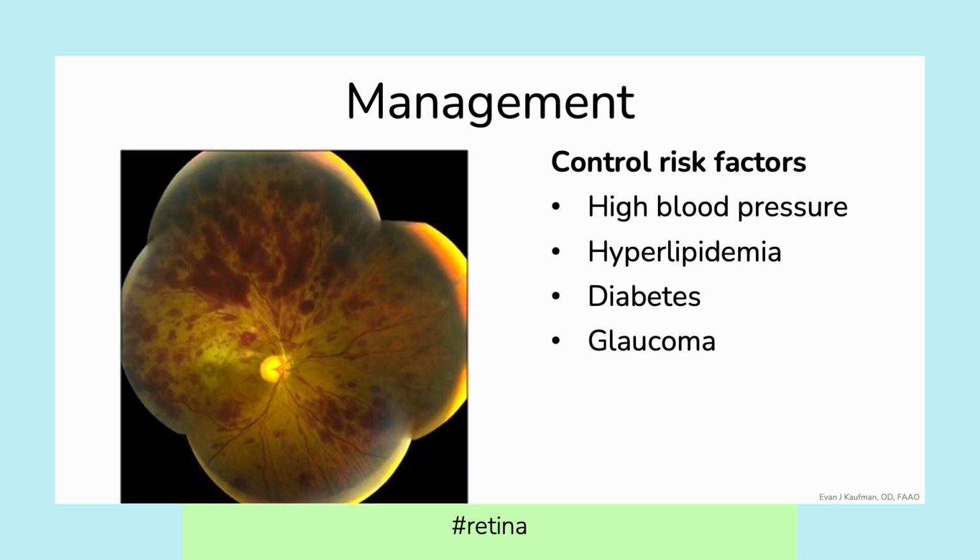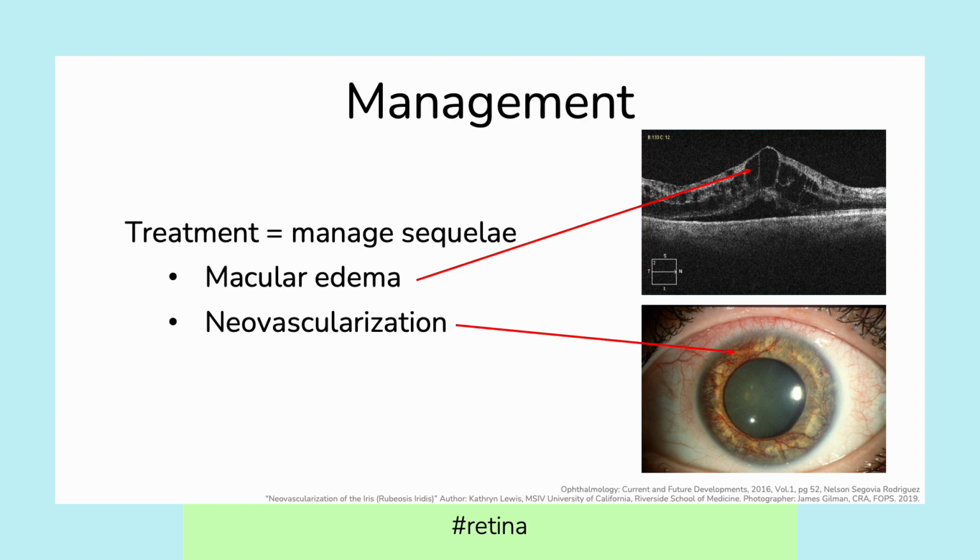Primary prevention of retinal vein occlusion is control of risk factors, which includes managing high blood pressure, hyperlipidemia, diabetes, and glaucoma. There are currently no treatments available to reverse a retinal vein occlusion, so the best treatment for RVO is managing the sequelae, like macular edema and neovascularization, to prevent further vision loss.